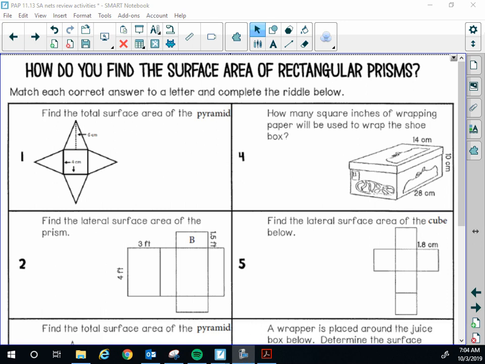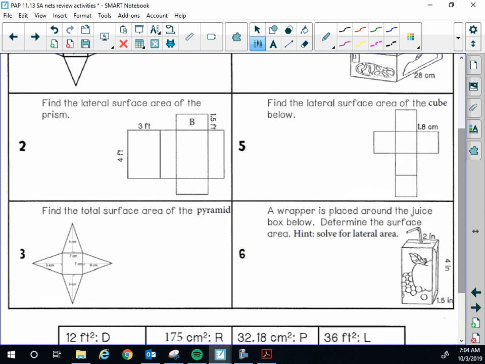Okay, so this is to review how to find surface area using a net. And you guys learned this last year if you were in 6th grade pre-AP here. So we're actually going to start with number 2 here. It says to find the lateral surface area.